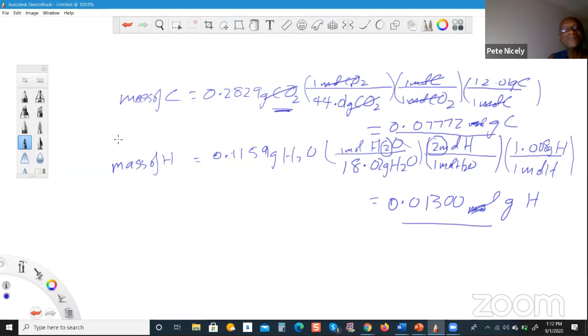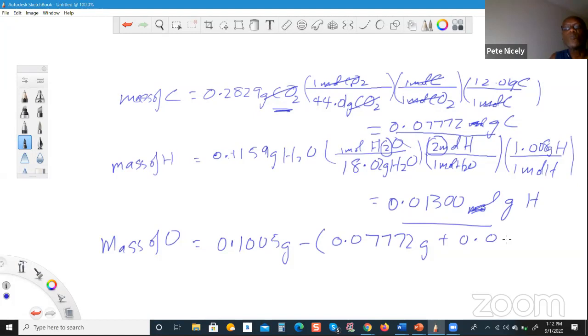To get the mass of the oxygen, what we have to do is take the total mass of the compound, which according to the question is 0.1005 grams, and we subtract from that the sum of 0.07772 grams plus 0.01300 grams, all right? So I need to take out my calculator and work this out.